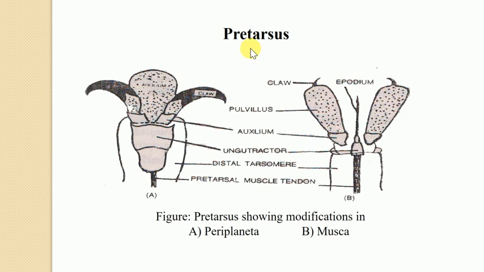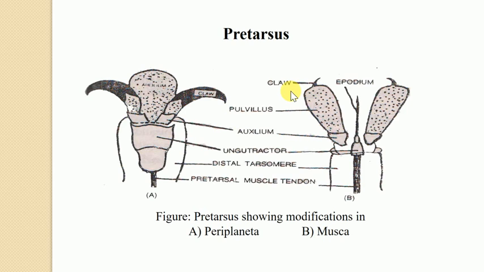The next segment, the last distalmost segment of the leg, is known as the pretarsus, which is the sixth or last part of the leg, representing the foot. It is characterized by possessing a pair of terminal, little curved claws. The claws are also known as the unguis. So these are the claws located at the distalmost portion of the leg of an insect.